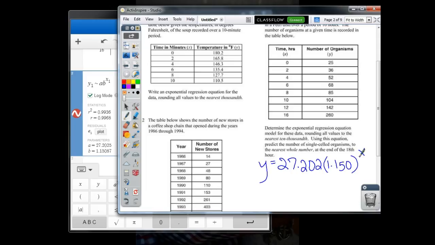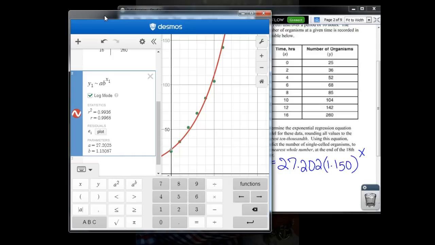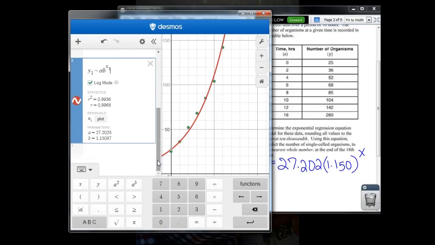Then they ask, using the equation, predict the number of single-celled organisms to the nearest whole number at the end of the 18th hour. Now, the easiest way to do this is we have to plug in 18 for x, right? So we can get a y. Instead of having to type all of this, Desmos already knows what A and B are. A is 27.202 and B is 1.150. So Desmos still knows that, right? They said, okay, A equals this and B equals this.